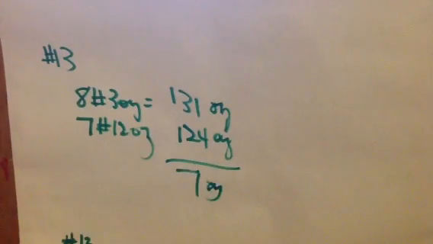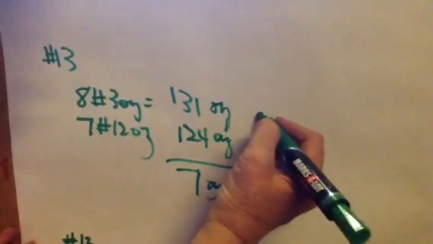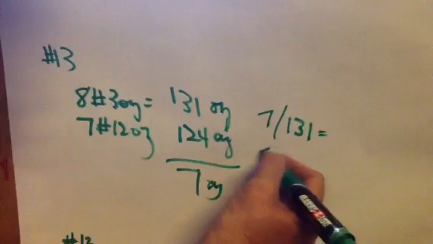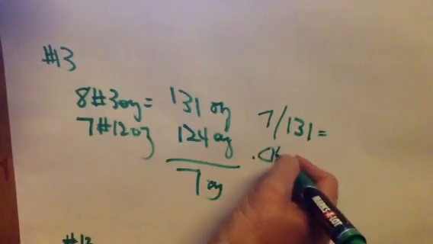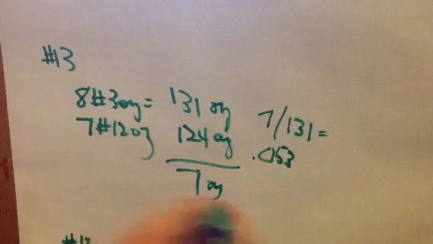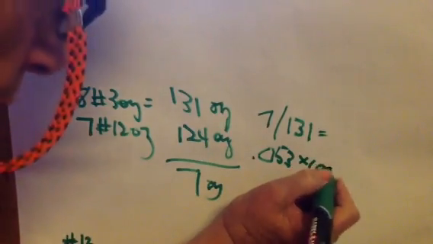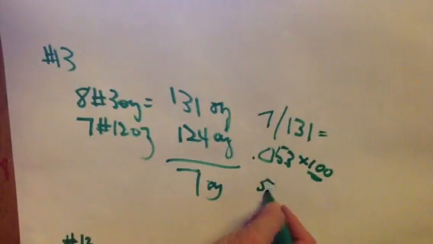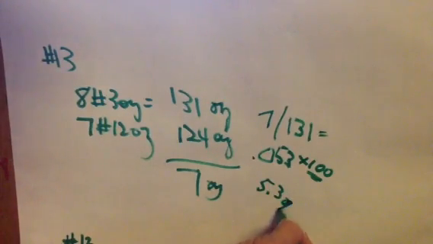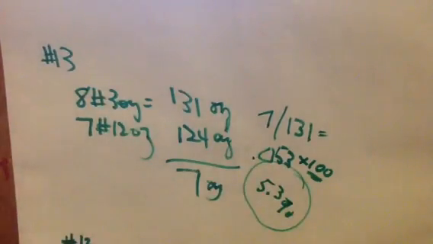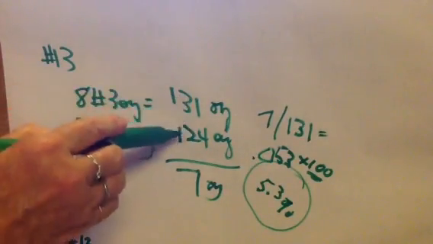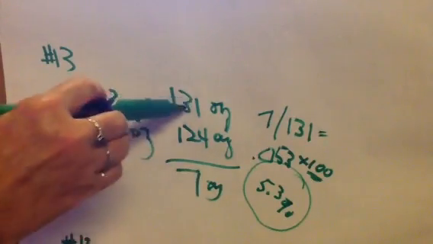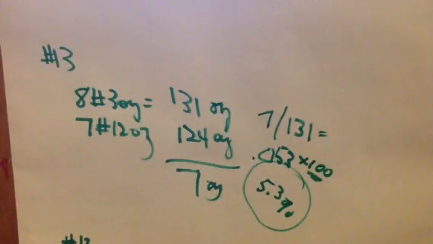So this is the difference, and we want to divide that 7 divided by 131. So this comes out to 0.053, and it's percent, so we're taking that times 100. That's what percent means. So the amount of weight that the baby has lost is 5.3%. So take the beginning weight, the weight that you have, the difference, and divide the difference by the beginning weight, and you'll come up with the percent every time.